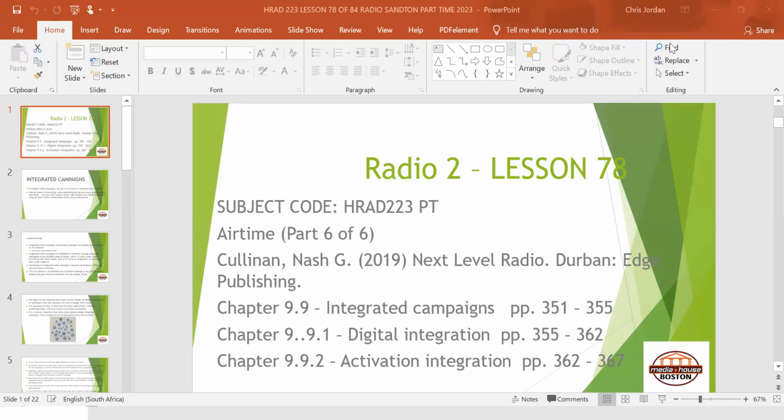The chapter is chapter 9. We're going to just close that off from page 351 all the way to 367. You're going to see that a lot of the slides are, I would say, a bit of revision, kind of looking back at some of the aspects of airtime that we have looked at in some of the past lessons. But through those, we're just going to quickly run through, and with the rest, we'll talk in detail.